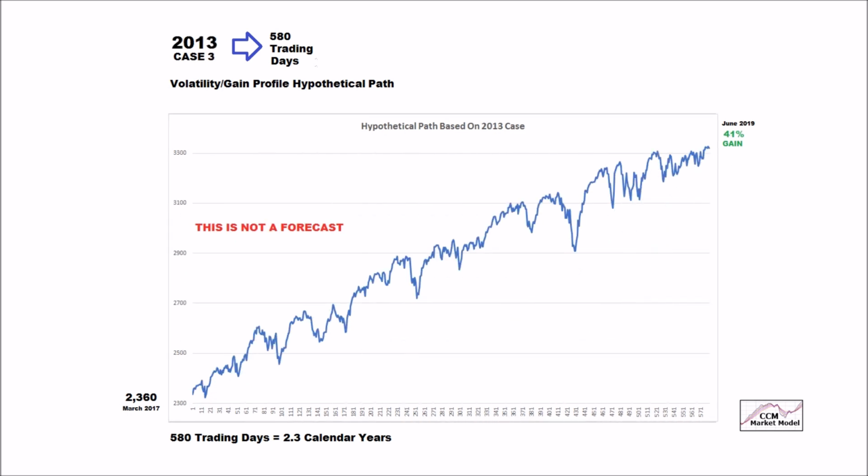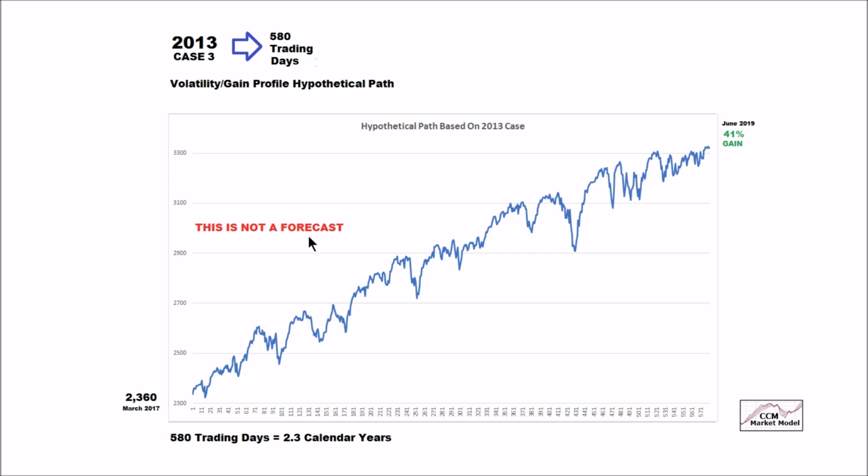Similar situation, we're looking at if the stock market followed the same path that it did in the 2013 case. We start in March of 2017 at 2360. Roughly, we would rally for 2.3 calendar years, or 580 trading days, and the gain in this case, hypothetically, would be 41% when we reached June of 2019.